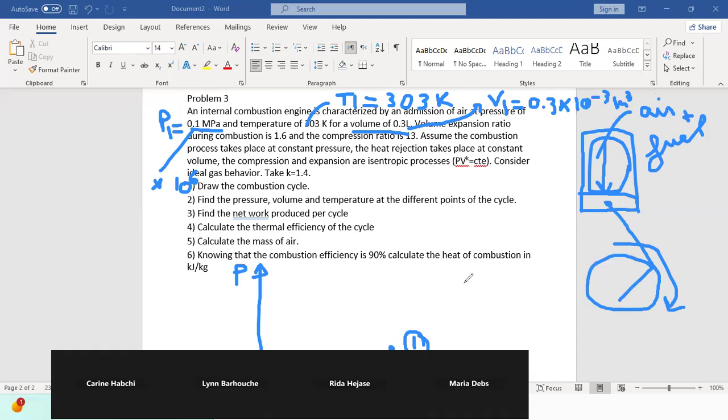Once we have the charge entering at the conditions given at state 1, we want to compress it. We compress the charge. And they said that the compression process is isentropic, and they gave us the equation of this process. So from 1 to 2, we have an isentropic process. If you remember from the thermodynamics chapter, we have seen that isentropic means adiabatic reversible. So no heat exchange during this phase, Q equal to 0 between 1 and 2. We just have work.